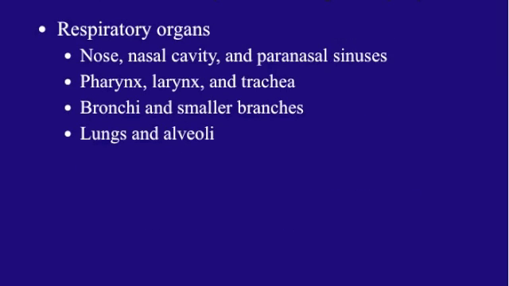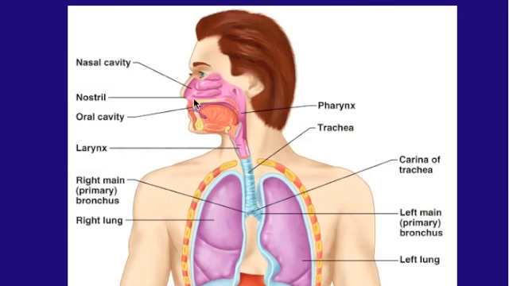So, the major organs of the respiratory system. Here's a picture of the respiratory system. You see right here is the nasal cavity. Here's the nostril. Right here is the oral cavity. The pharynx is right here. Trachea, larynx, the main bronchus, the right main bronchus, the left main bronchus, right lung, left lung, diaphragm, the carina of the trachea, which is at the base.